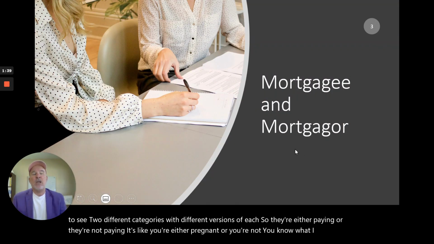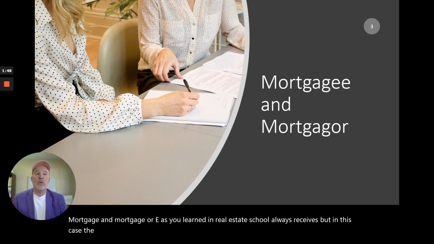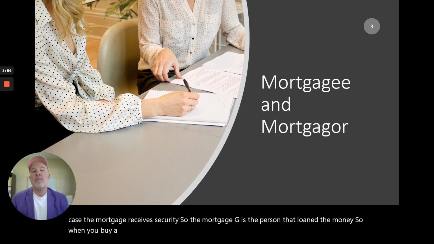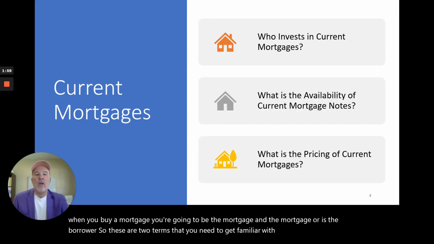Okay, mortgagee and mortgagor. EE, as you learned in real estate school, always receives. But in this case, the mortgagee receives security. So the mortgagee is the person that loaned the money. So when you buy a mortgage, you're going to be the mortgagee, and the mortgagor is the borrower. So these are two terms that you need to get familiar with if you're not already there.